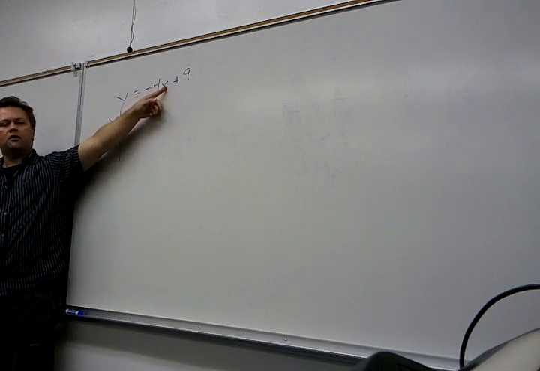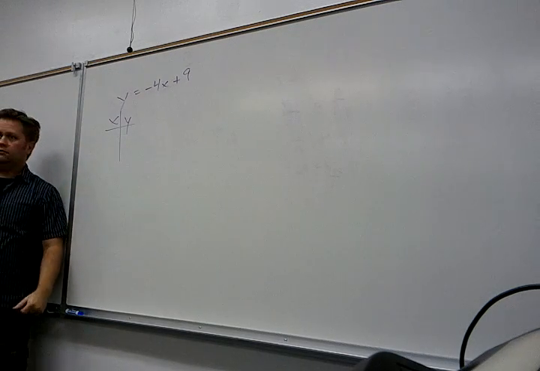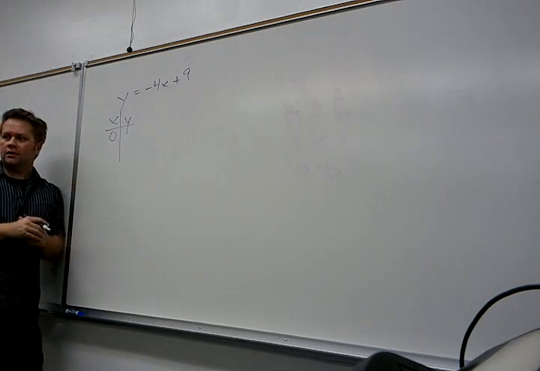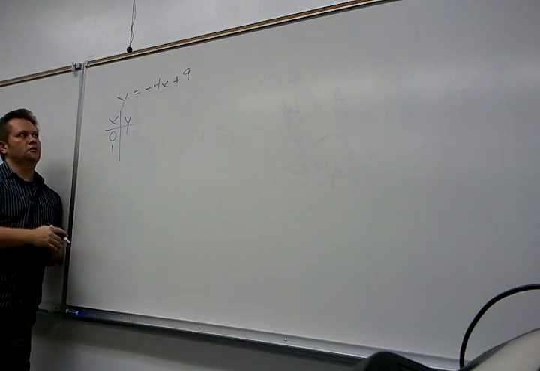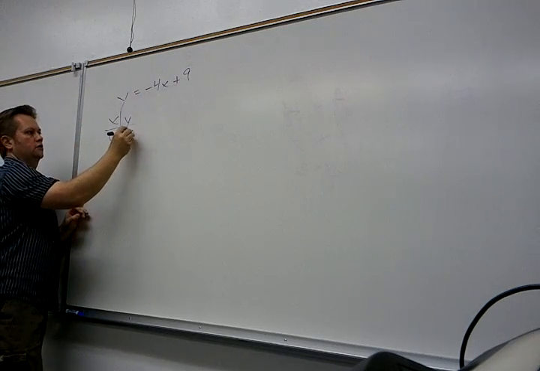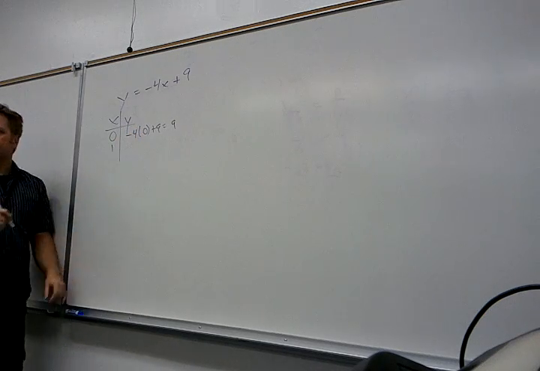So what can I pick for X? What's a good one? 1. Okay. So picking 0 is not a bad idea. And then 1. So if you put a 0 in, what do you get for Y? 9. So if I put a 0 in for X, exactly, I get a 9 out.